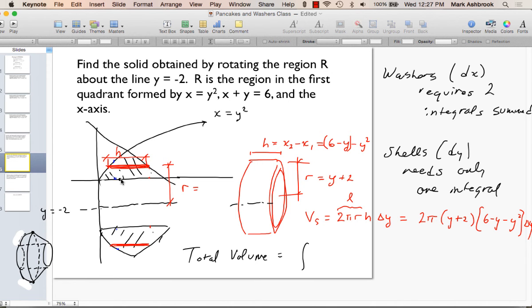So the first shell is at y equals 0. The last shell, so now here are all the strips that form all the shells, the last one is at that point, is that the point 4, 2? And we want the y coordinate, right? So 0 to 2, 2 pi, y + 2, 6 minus y squared, dy.